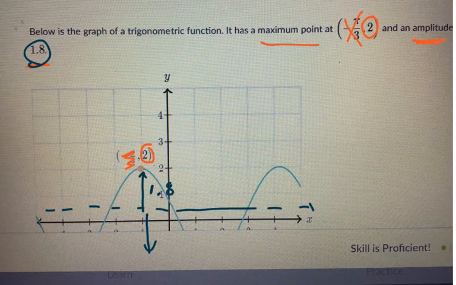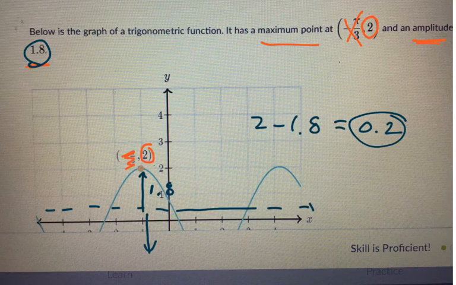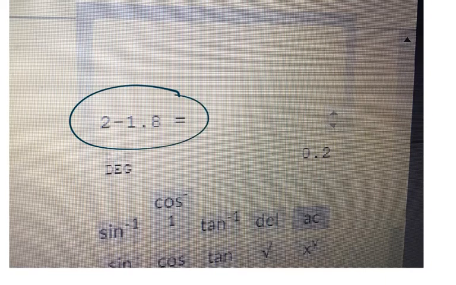Okay? And so all I have to do basically is take 2 minus 1.8. That's 0.2. Type that in your box. You got the second one right. And as you can see, I just did it on the calculator for practice.